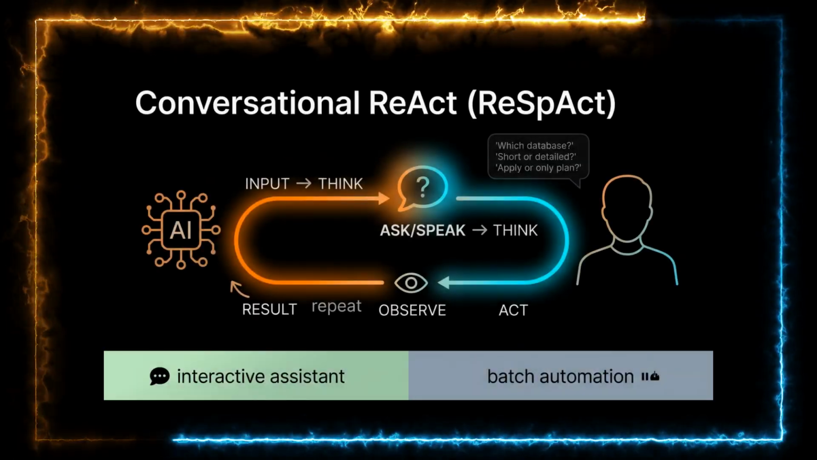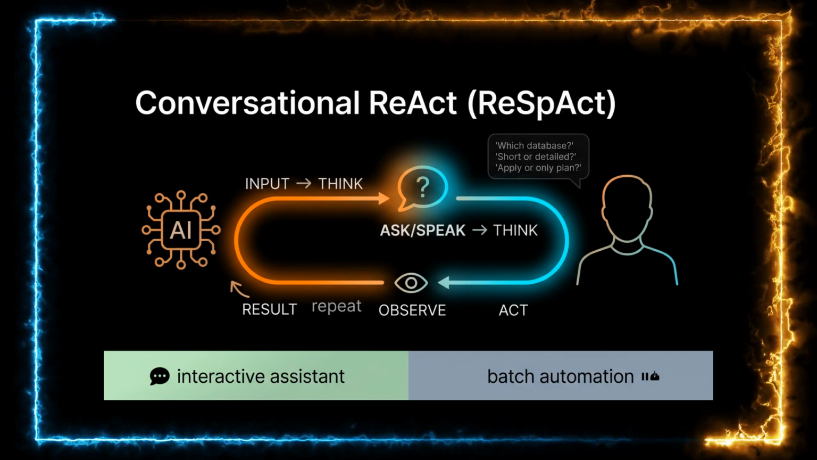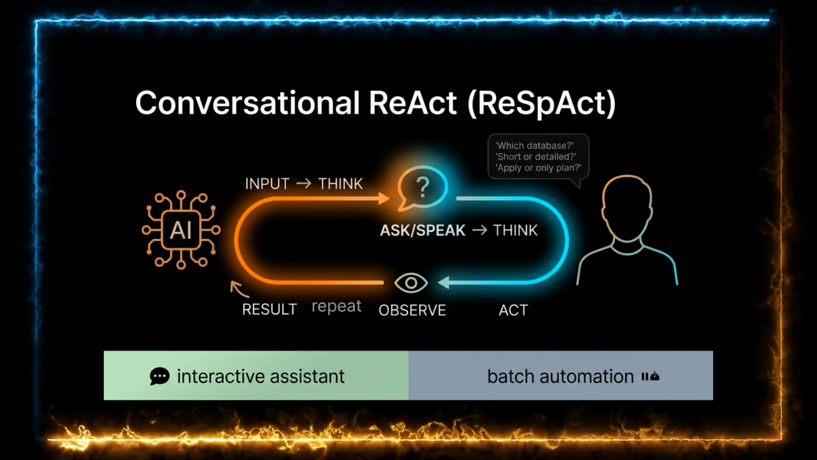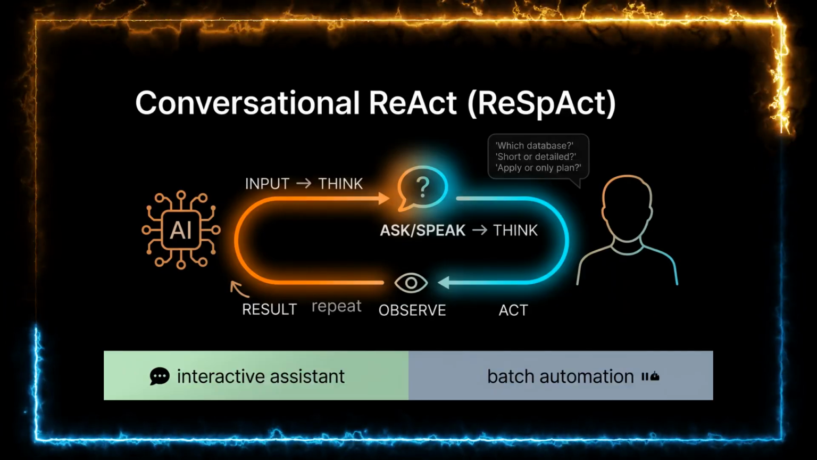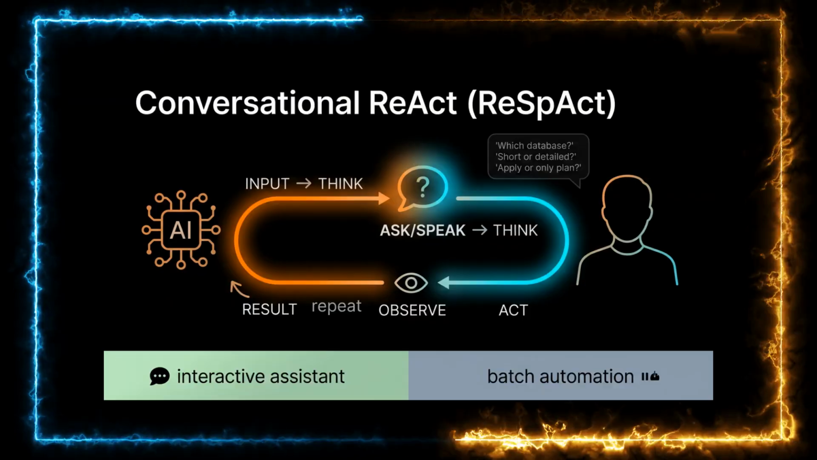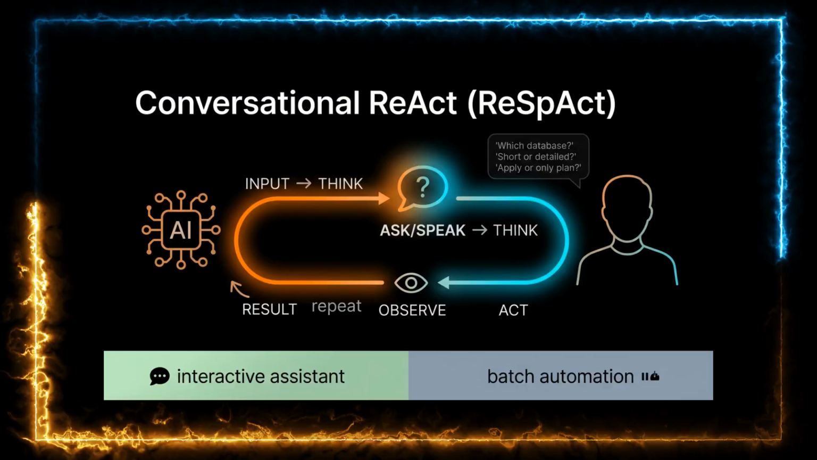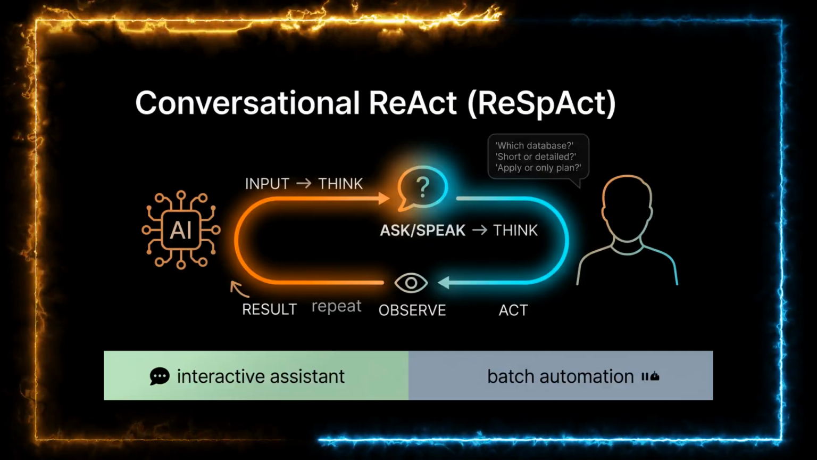The next pattern is Conversational ReAct, sometimes called ReSpAct. This adds one important ability. The agent can talk to the user during the loop. The loop becomes sense, think, ask or speak, think, act, observe, repeat, final result.